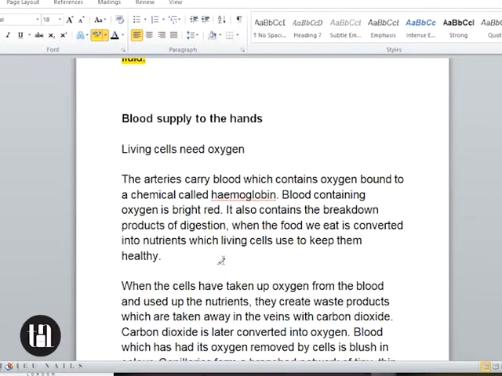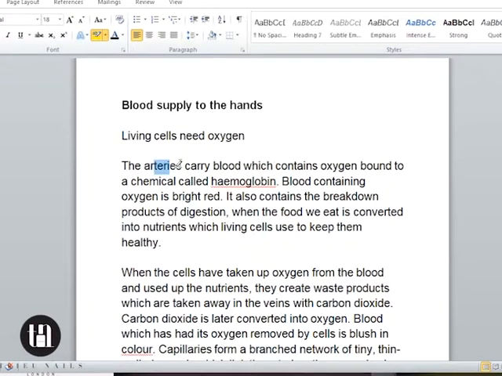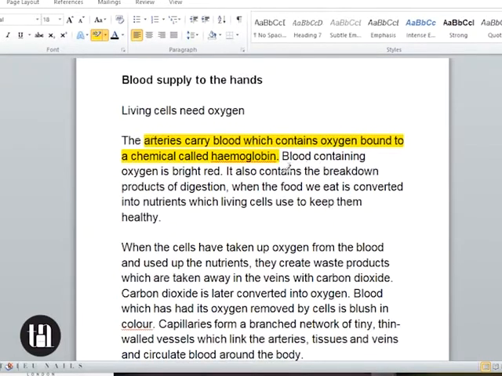So let's talk about blood supply to the hands. All living cells need oxygen, so that's all around our bodies. The arteries carry blood, which contains oxygen bound by a chemical called hemoglobin. Blood containing oxygen is bright red. So it's good to know.